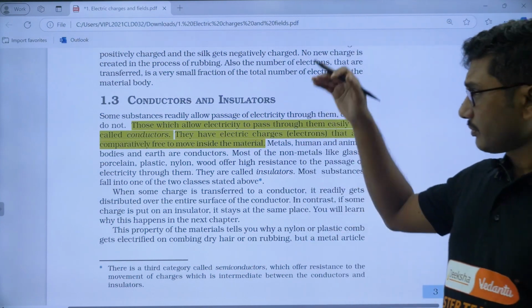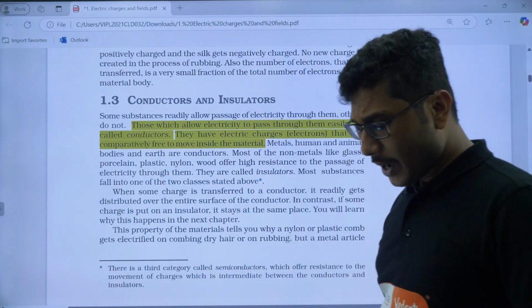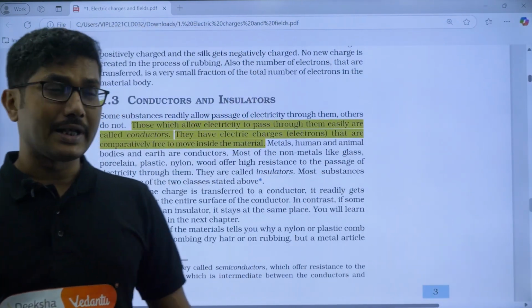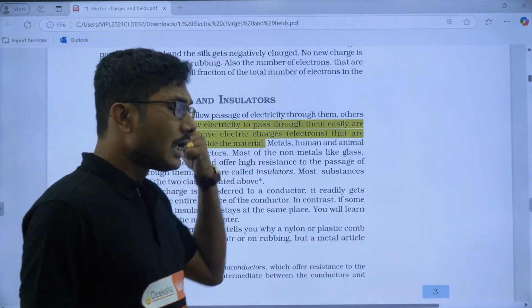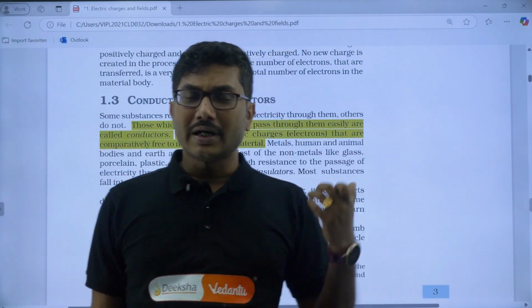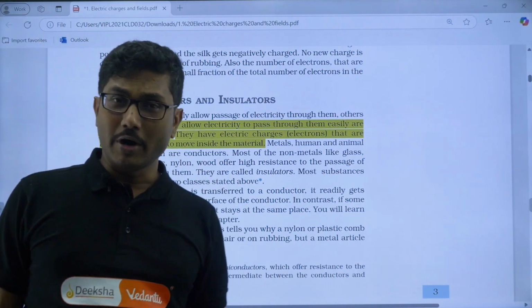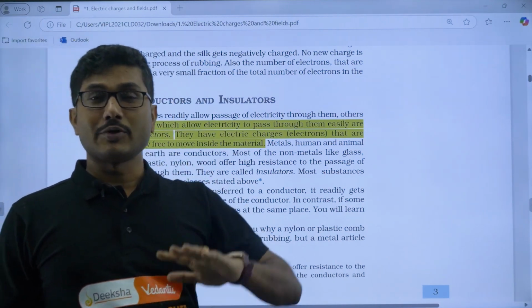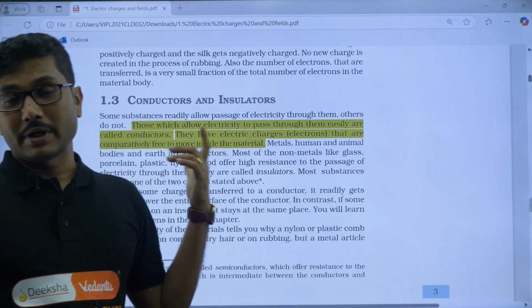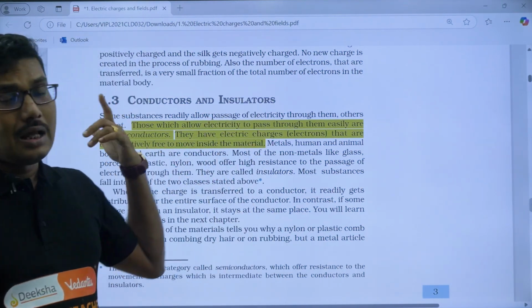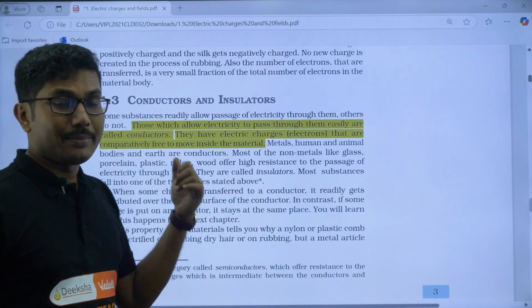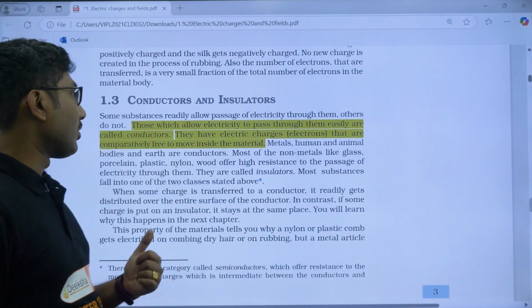Mostly all the basic foundation and development part is already completed. Now we are defining conductors and insulators. Even though these definitions are not super important, because the band theory definition of conductors and insulators is important in the semiconductor chapter, you should still know about this. Maybe there is an MCQ coming from here.